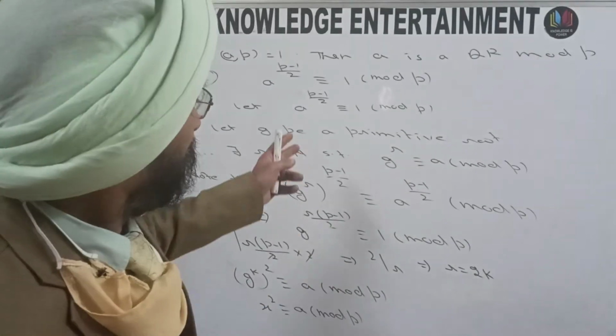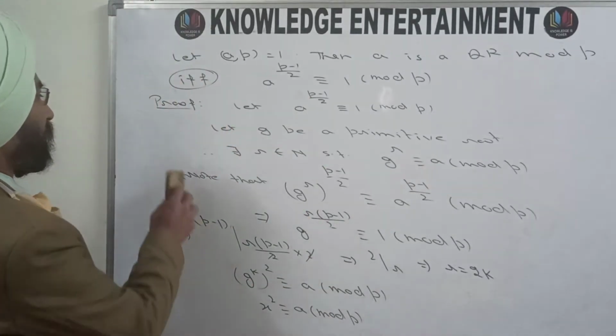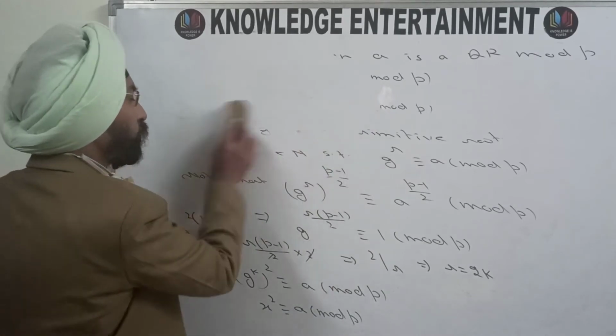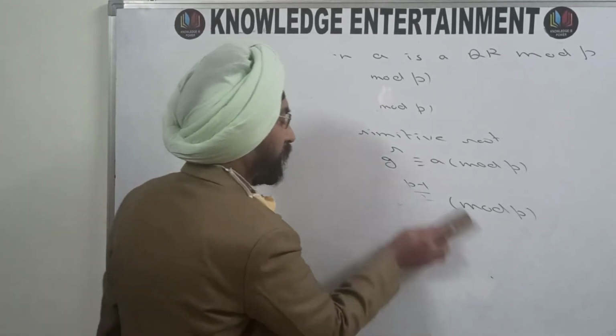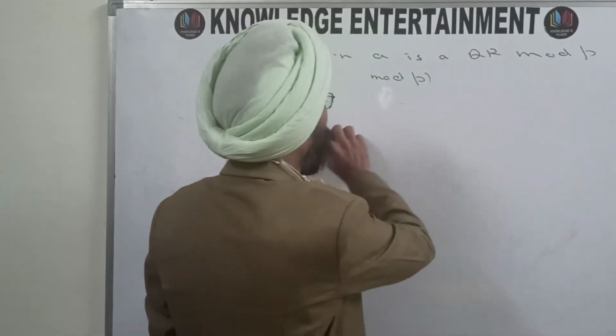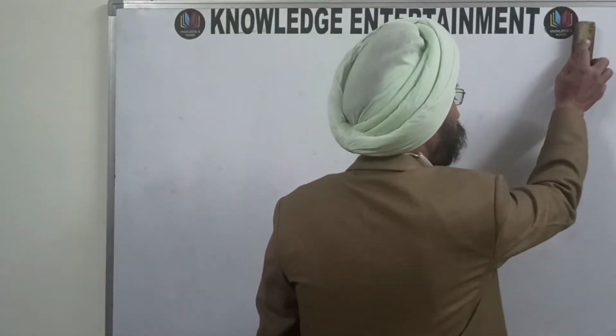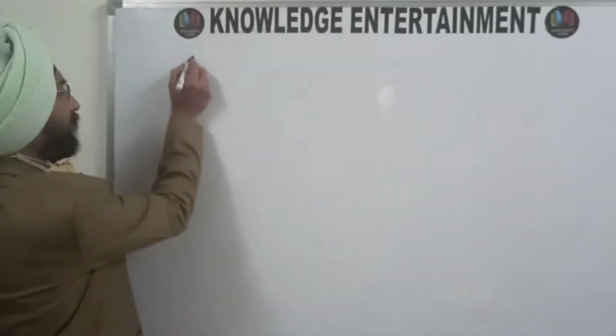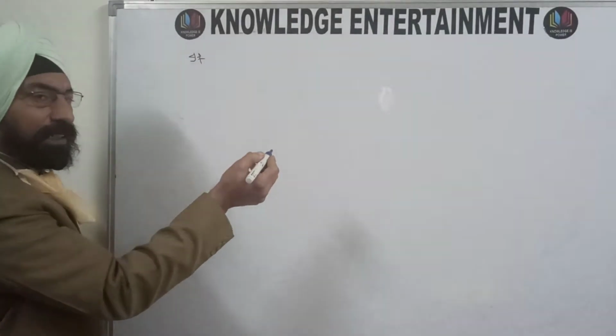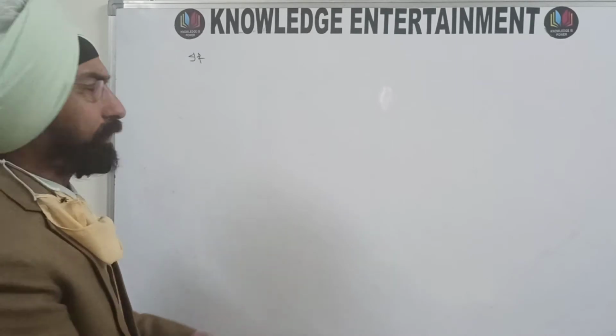So we have proved that if a is a quadratic residue modulo p, then a raised to the power (p minus 1) by 2 is congruent to 1 modulo p, and vice versa. The converse part is also true. And now another theorem we are going to take. It is very easy, or you can say it is just a corollary of the previous theorems.